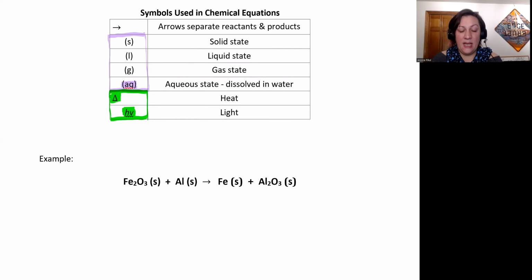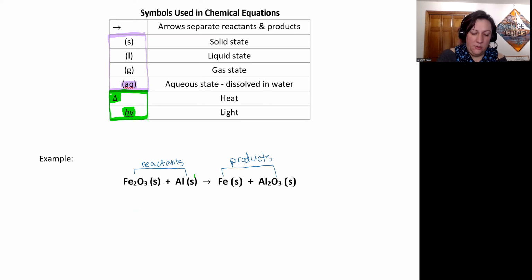And then I see my arrow. So the two compounds that have been listed already are my reactants, and the ones that follow the arrow are going to be my products. And my products are an Fe on its own, so that's iron, and aluminum and oxygen as the second product. So I'm noticing right away that our aluminum and our iron are both elements.